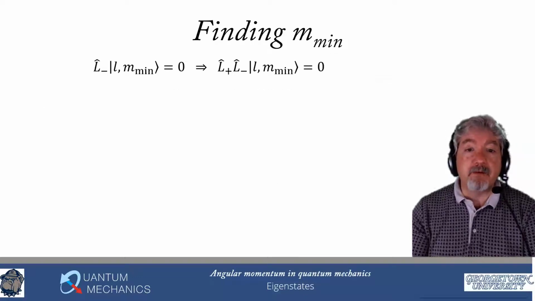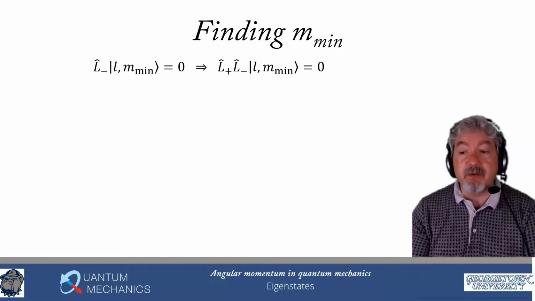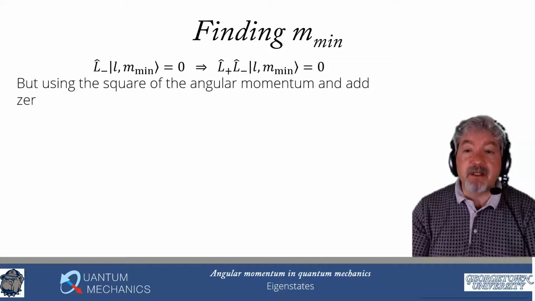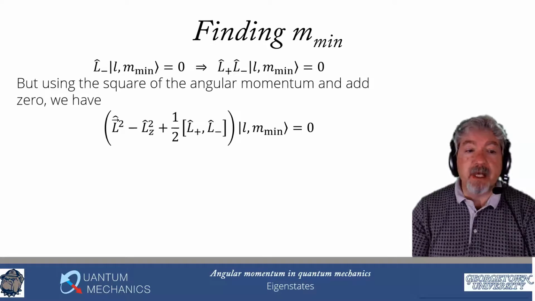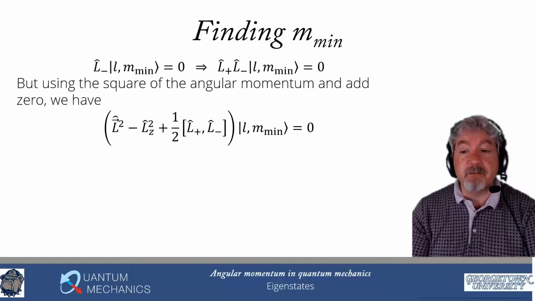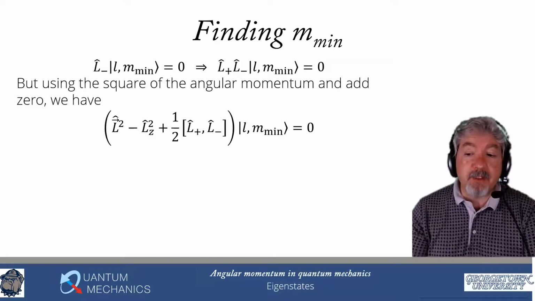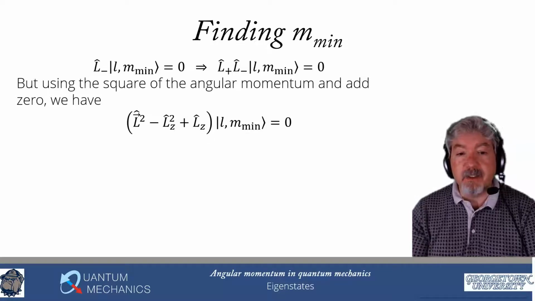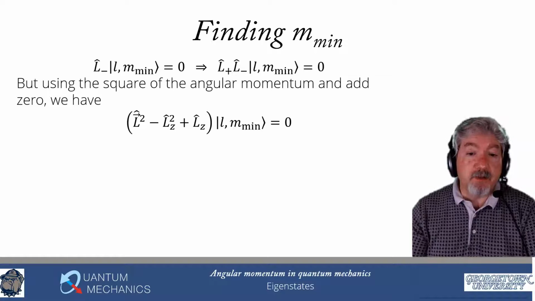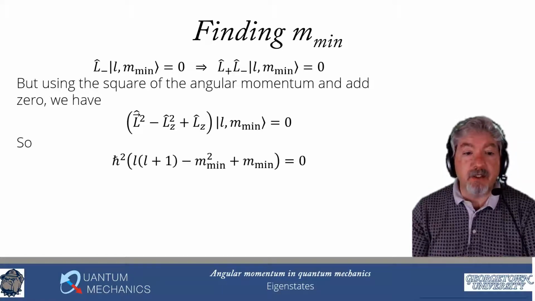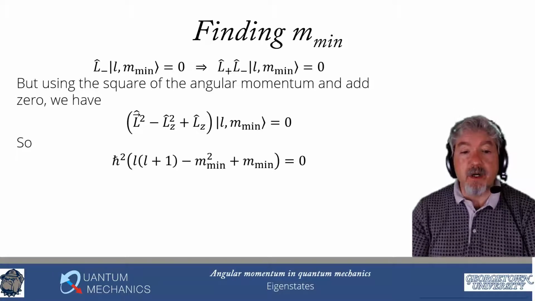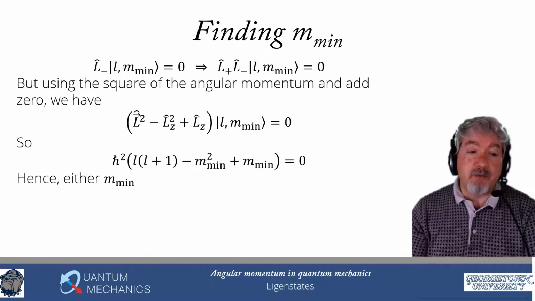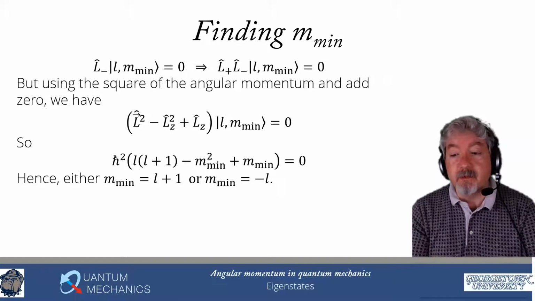And so what we're going to do on the next page is we're going to just repeat this thing for m min. For m min, L minus acting on the state is 0, so we operate an L plus on that. We work out the corresponding identity in terms of the square of the angular momentum, adding 0. And here we get L squared minus Lz squared plus 1/2 the commutator of L plus with L minus. That's the opposite sign of what we had before. We now can replace that with an Lz by working out the commutator. And now we have an eigenfunction relationship. We can just evaluate those operators acting on the state. We get h bar squared L times L plus 1 minus m min squared plus m min. Quadratic equation, we solve for m min. And what we find is it's either equal to L plus 1 or it's equal to minus L.